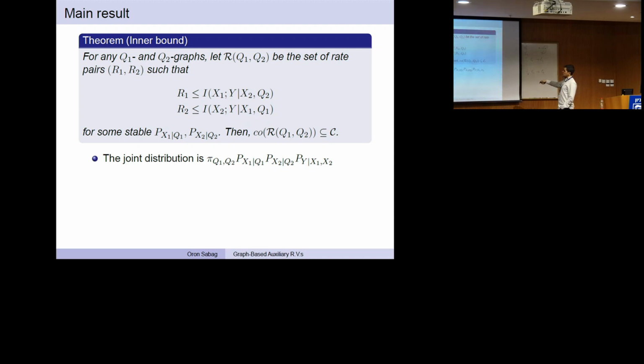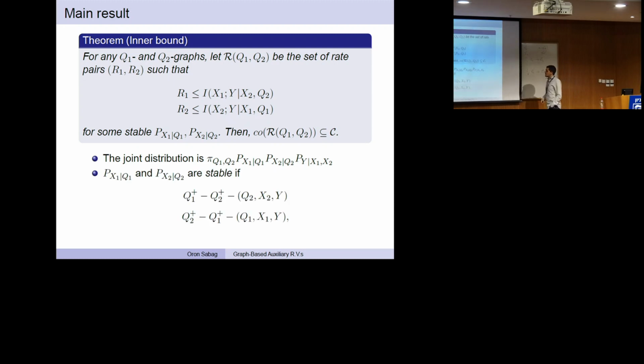Okay, so we fix an input distribution, and then we compute the stationary distribution that is affected by the inputs, and then we evaluate this inner region. And the stability condition is something technical of Markov chains that will be illustrated through an example. Okay.